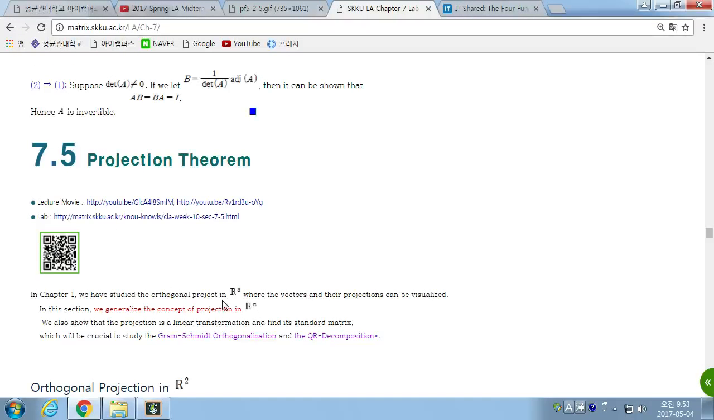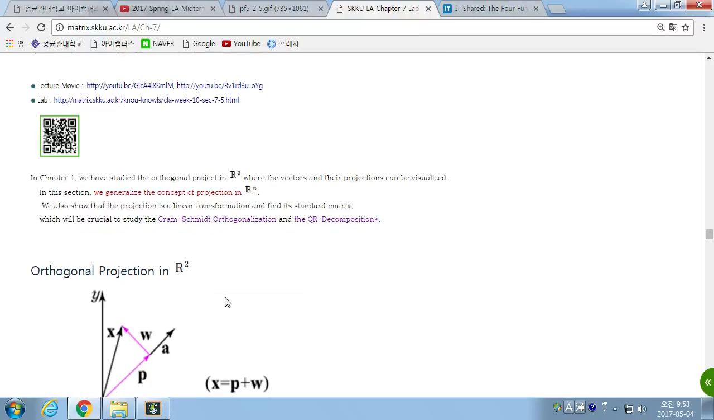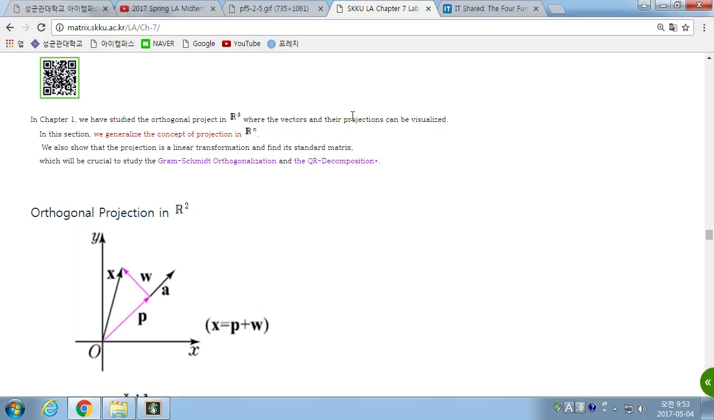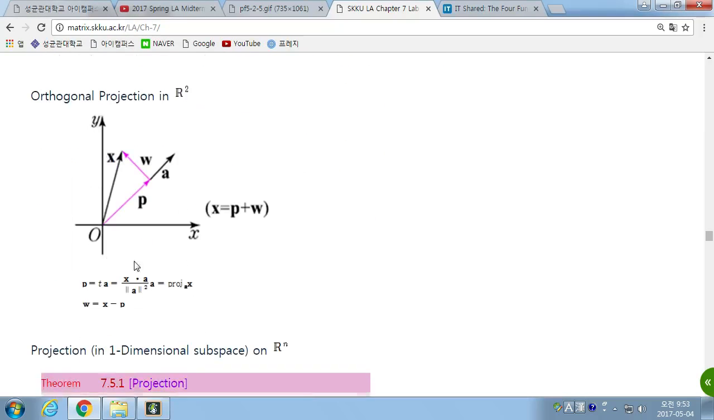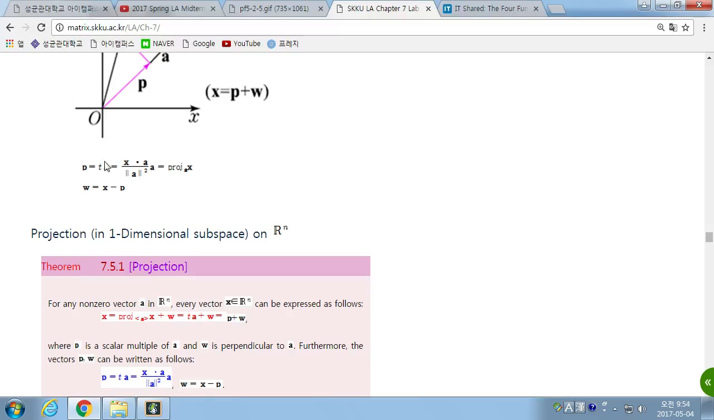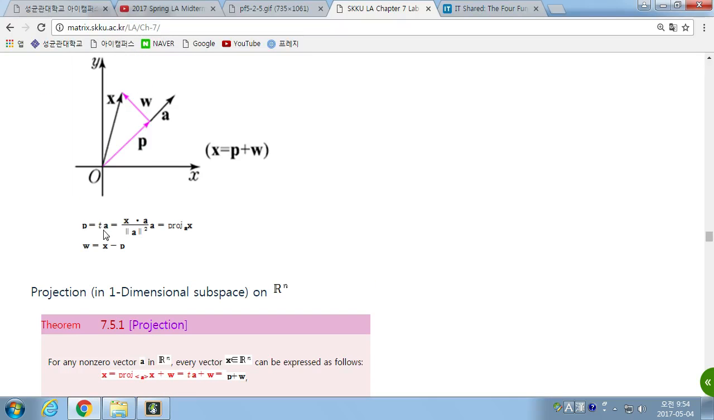Next, 7.5 projection theorem. Okay, in chapter 1, we have studied the orthogonal projection, where the vectors and their projections can be visualized like this. We have shown, and you know how to find the projection. P is T times A, where T can be found with this. So this is called the projection of X onto A.